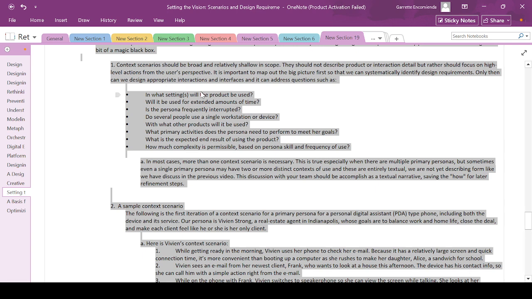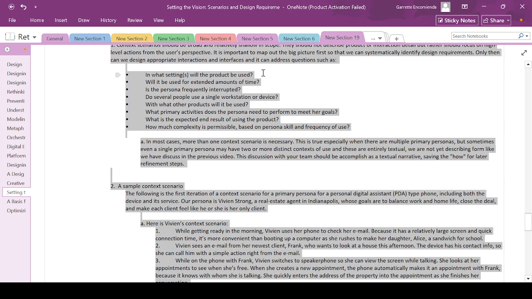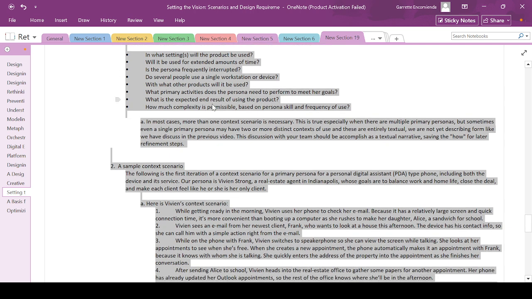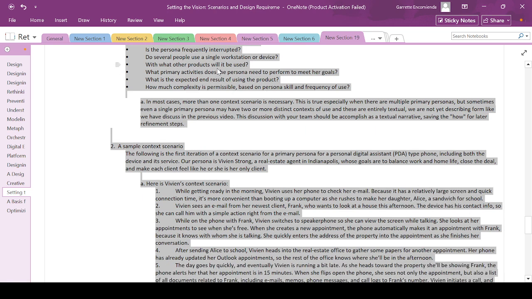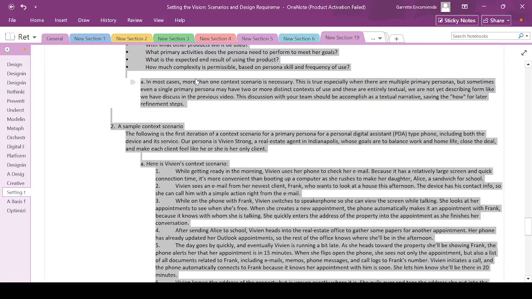Only then can we design appropriate interactions and interfaces, and it can address questions such as: in what settings will the product be used? Will it be used for extended amounts of time? Is the persona interrupted? Do several people use a single workstation or device? With what other products will it be used? What primary activities does the persona need to perform to meet her goals? What is the expected end result of using the product? How much complexity is permissible based on persona skill and frequency of use?